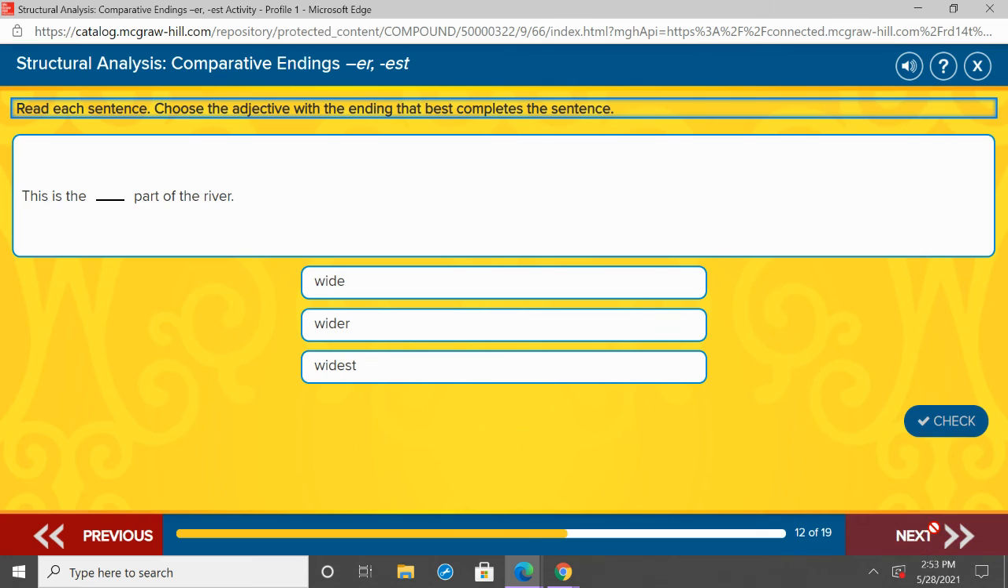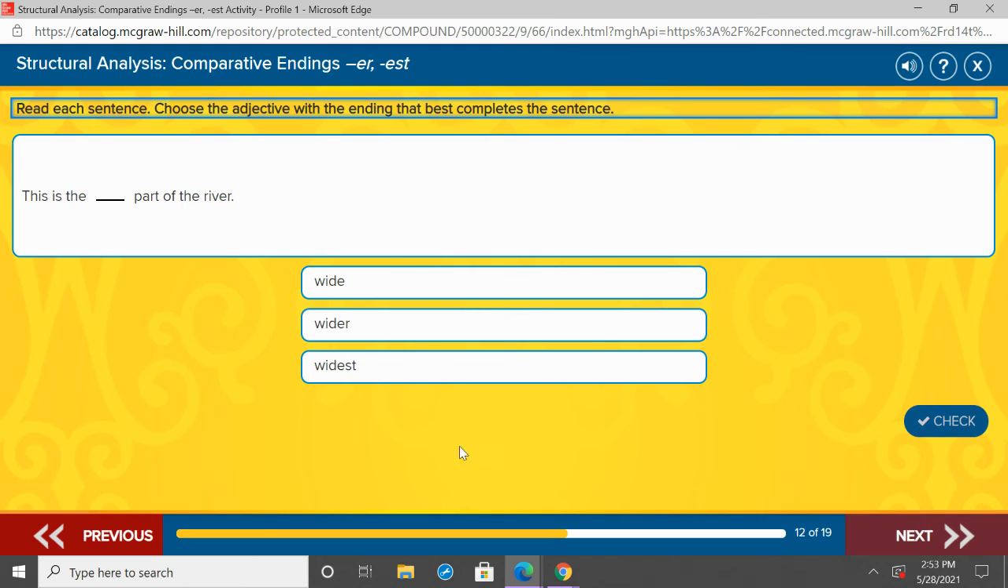Excellent work. This is the blank part of the river. So we're using wide. Do we need wide, wider, or widest? I want you to go ahead again. Pause me if you need. Point to our answer.